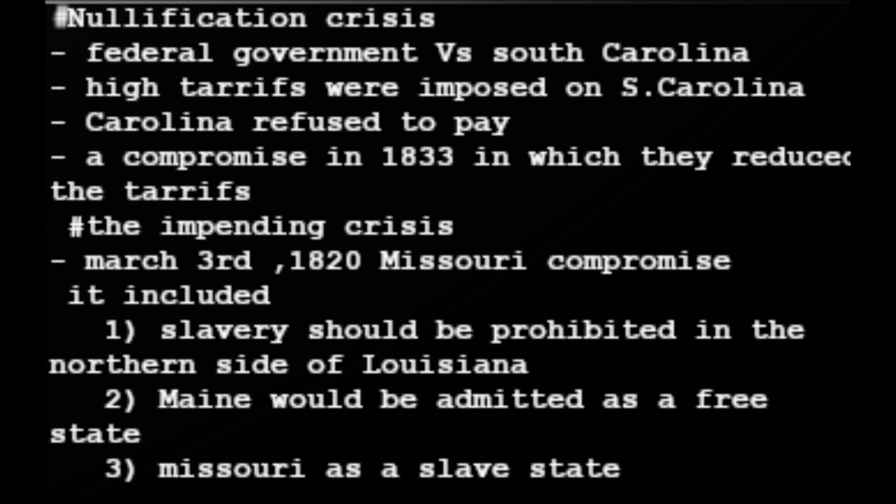Then we have the impending crisis. Basically, it was something which was about to happen after the Missouri Compromise on March 3rd, 1820.